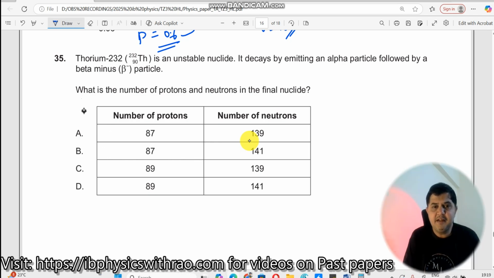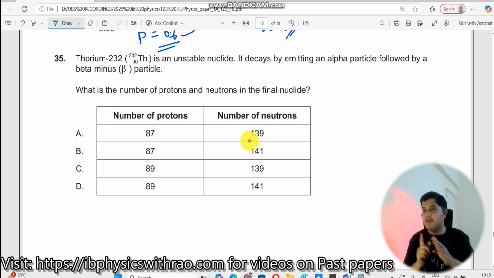Question number 35. Thorium is an unstable nuclide. It decays by emitting an alpha particle followed by a beta minus particle. Remember, there are two particles emitted, first one, and then the other, one reaction after the other reaction. So you have to take care. Now first, let me write down the equations.